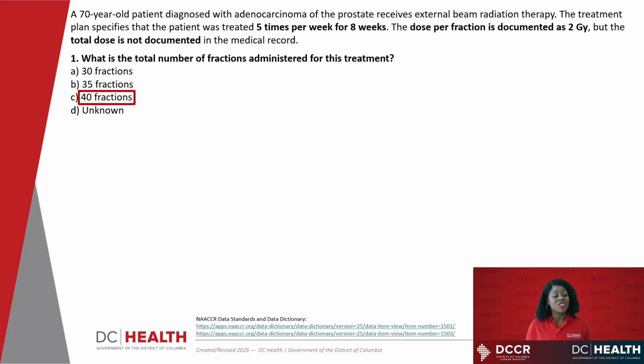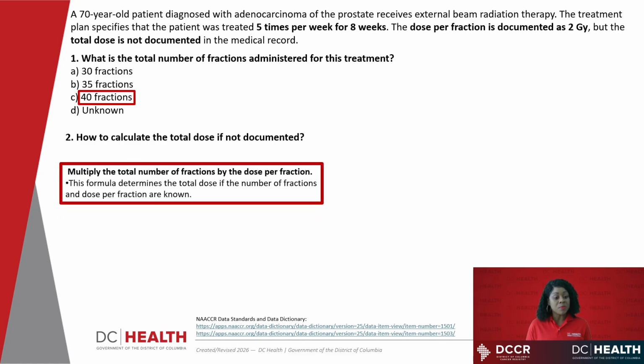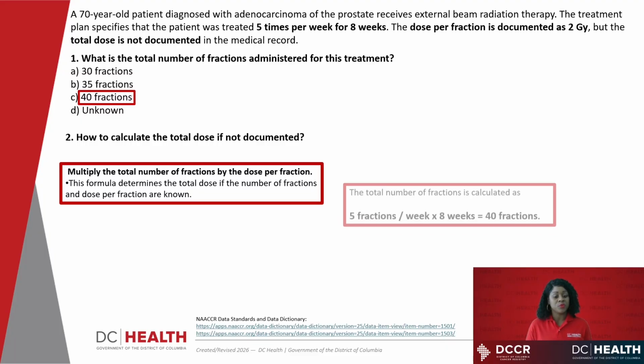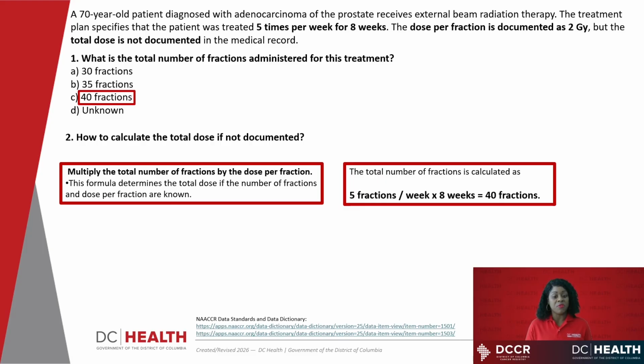The correct answer is C, 40 fractions. Here is how you calculate the total dose if not documented. Multiply the total number of fractions by the dose per fraction. This formula determines the total dose if the number of fractions and dose per fraction are known. Here's an example. The total number of fractions is calculated as 5 fractions per week times 8 weeks equals 40 fractions.